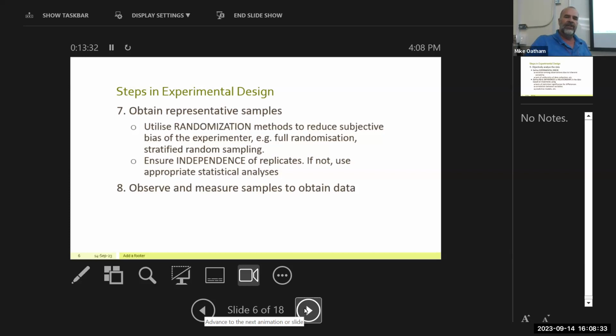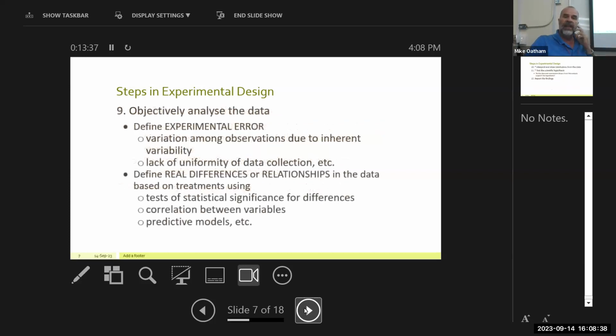The next thing you need to do is to obtain the data from those samples and then compare the data that you collected with what you would predict, okay?